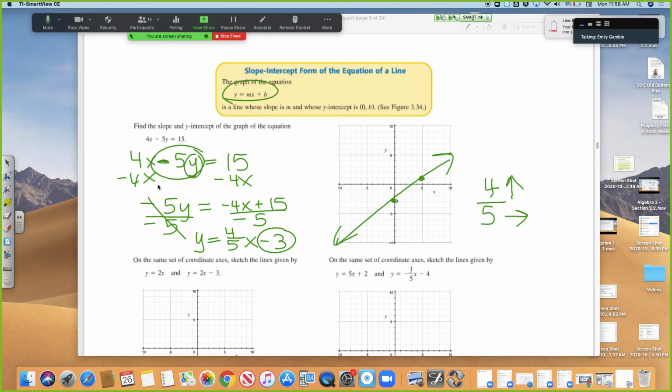If you use your calculator, you would put it into y equals, go to the second graph, find 2 nice easy points you can plot, and then all you need is 2 points to have a line.